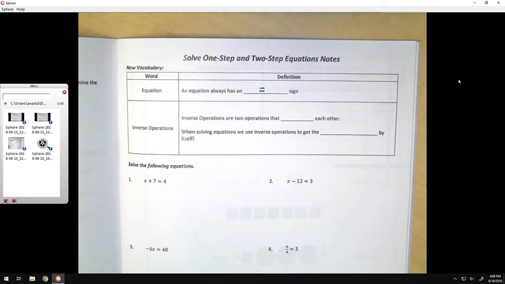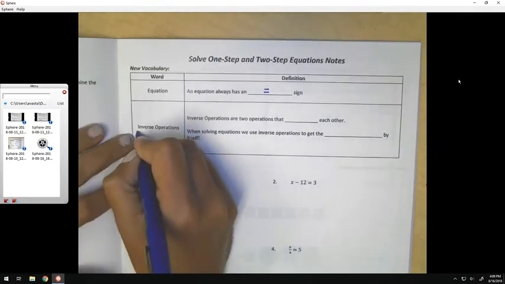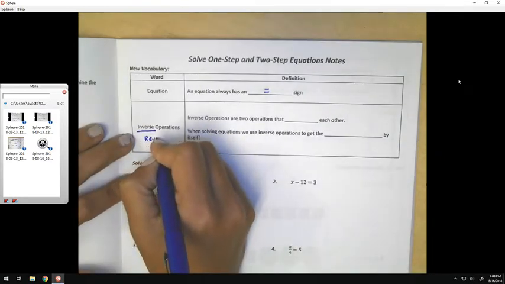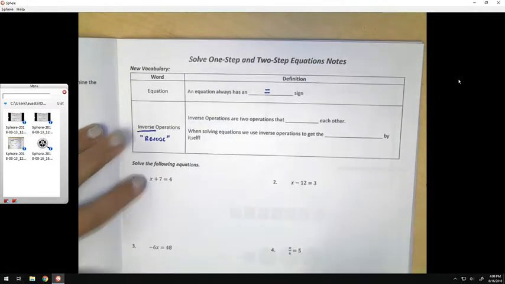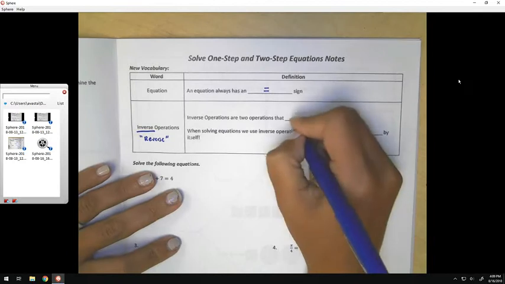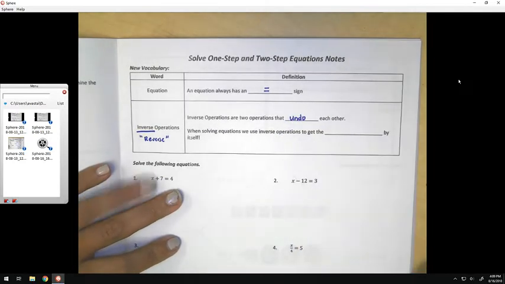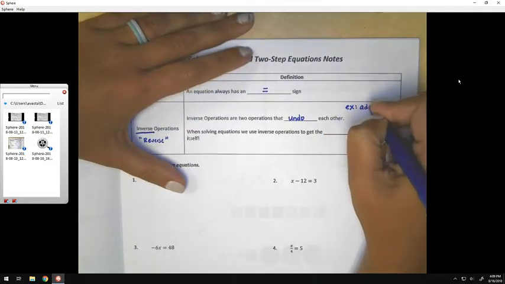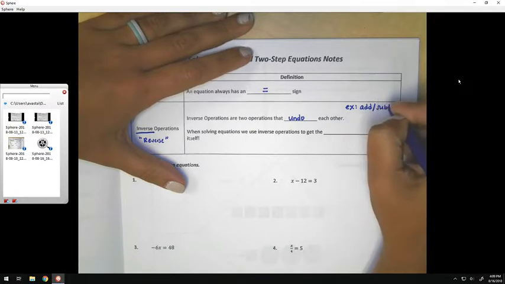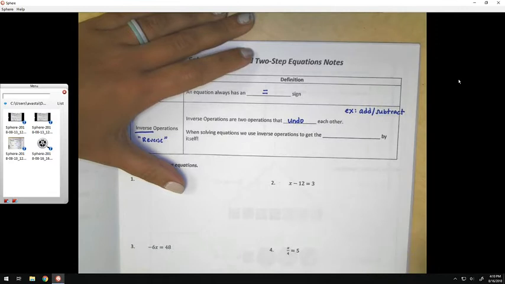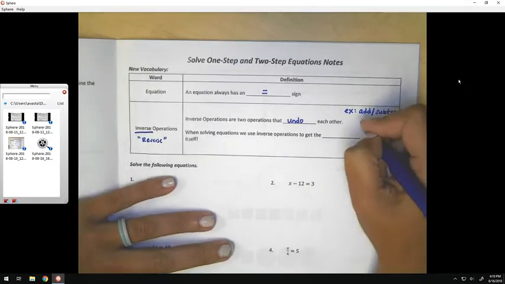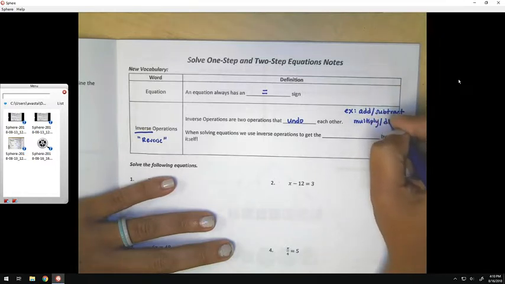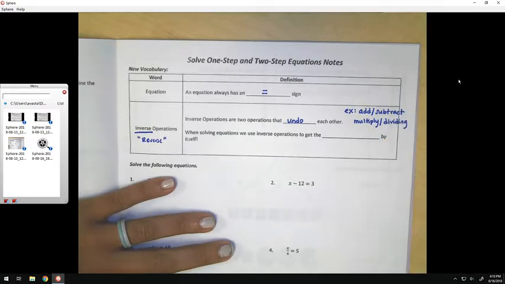Now, when we're solving equations, what we do is we use inverse operations. Inverse is basically another word for reverse. So inverse operations are two operations that undo or reverse each other. For example, adding and subtracting are inverse operations because they undo each other. The same thing goes for multiplying and dividing. These are inverse operations because they're opposites.